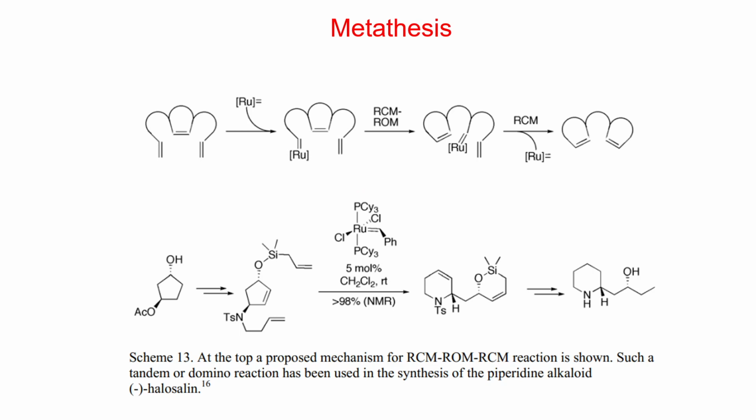So, this is an example of one of the total syntheses. Here they have synthesized this piperidine-based alkaloid, halosaline. So, that's a natural molecule, and for that they have used this particular metathesis strategy. In this process, they were able to do this cascade or domino ring closing metathesis, opening metathesis, and followed by reclosing. So, this thing they were able to do.